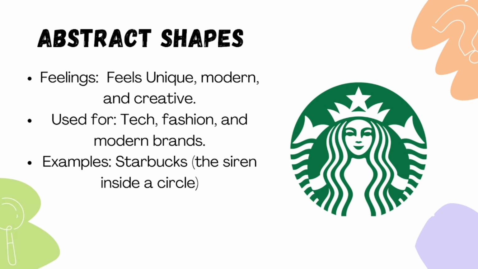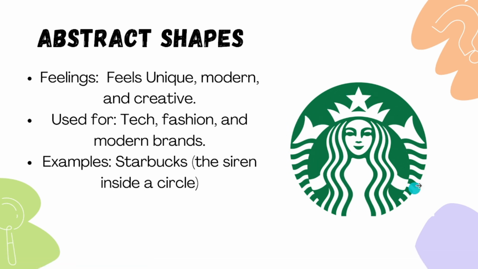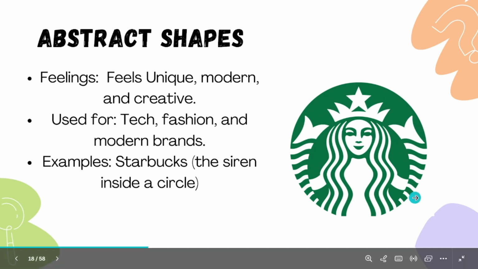And then the brands that usually use abstract shapes to make a design or a logo are usually tech brands, fashion brands, and modern brands, right? For example, we have the Starbucks logo here. So basically, this is how an abstract shape looks. They use different types of shapes to make a logo.